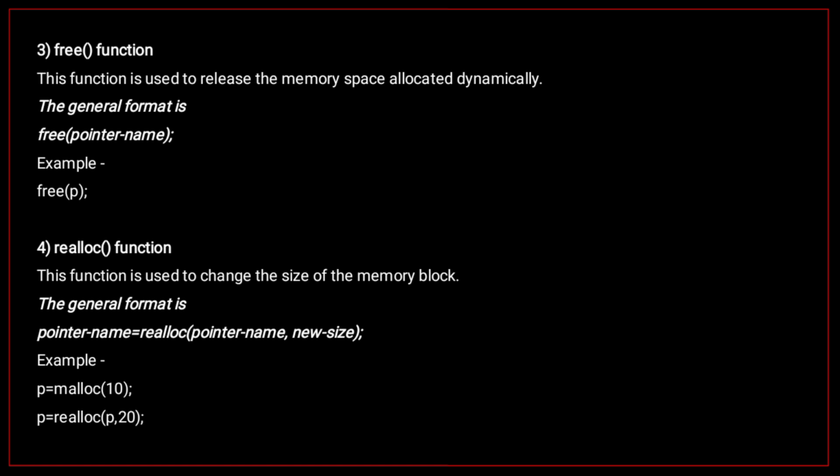In this example, the reallocation function allocates a new memory block and copies the data present in the previously allocated block to the new block. The previously allocated memory block is automatically freed. It also returns null if it can't find the specified memory space in the heap. So this is the reallocation of memory.